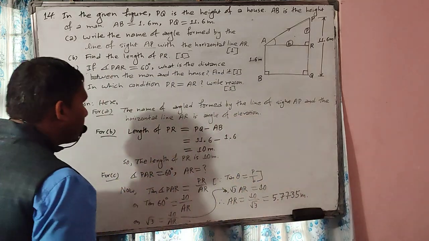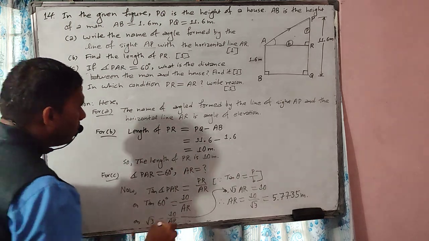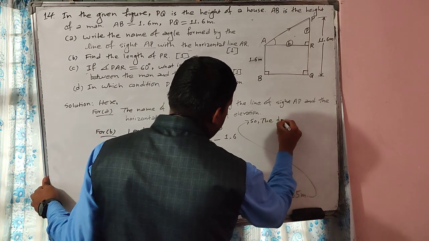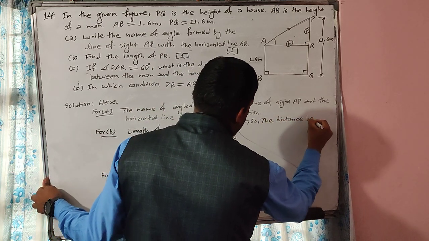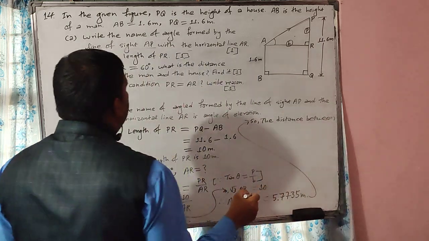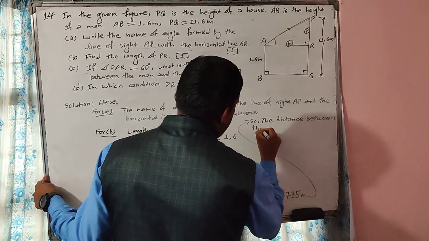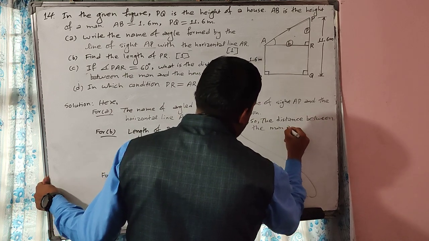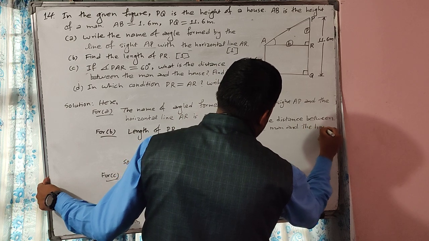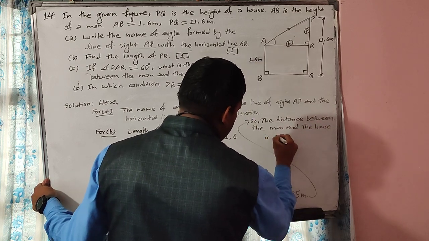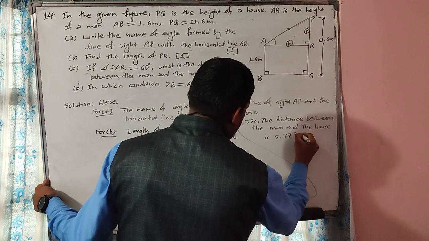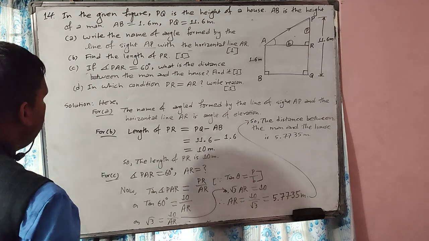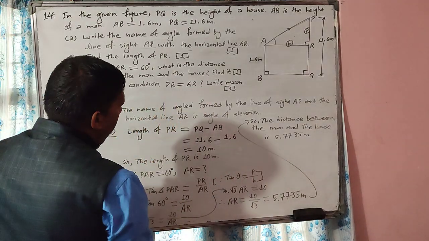5.7735 meter. So we can write, so the distance between the man and the house is 5.7735 meter. Now, for D, in this condition, PR equal to AR, right?